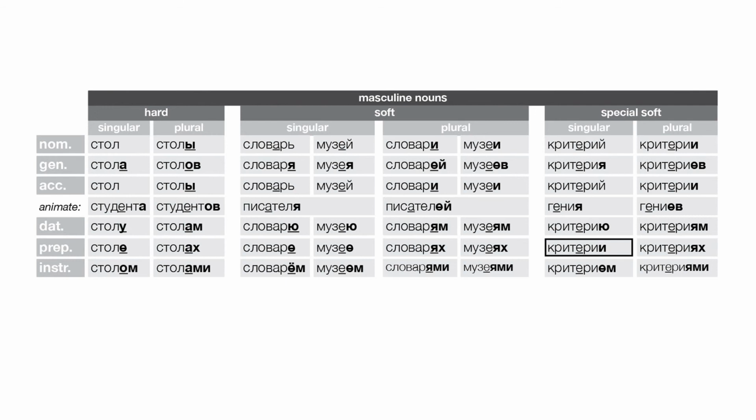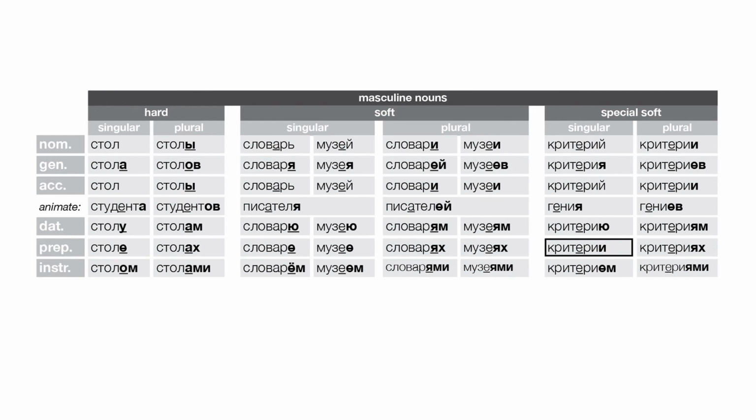By the way, for masculines, remember we have to group animates separately, right? For example, student, right, is an animate noun, and those accusative forms look like genitive forms for masculines, right? So we talked about that a lot last year.